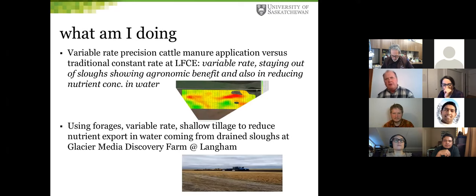So what I'm doing right now in relation to some of that is some variable rate precision cattle manure application work with other folks at the U of S and also the National Water Research Institute, really showing so far that staying out of those sloughs, reducing the rate in low spots is showing some agronomic benefits and also some environmental ones, including reducing the nutrient concentration in the water. Some work that we're just getting going on is using strategies like implementing forages, variable rate application, shallow tillage to reduce nutrient export in water that's coming out of drain sloughs where there's an attempt to consolidate all of the water in a landscape in one place. And so that's going on out at Lanigan at the Discovery Farm.